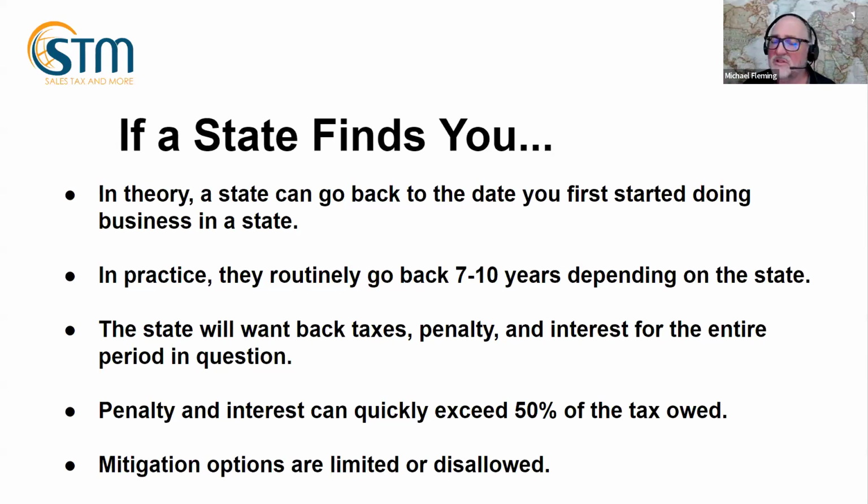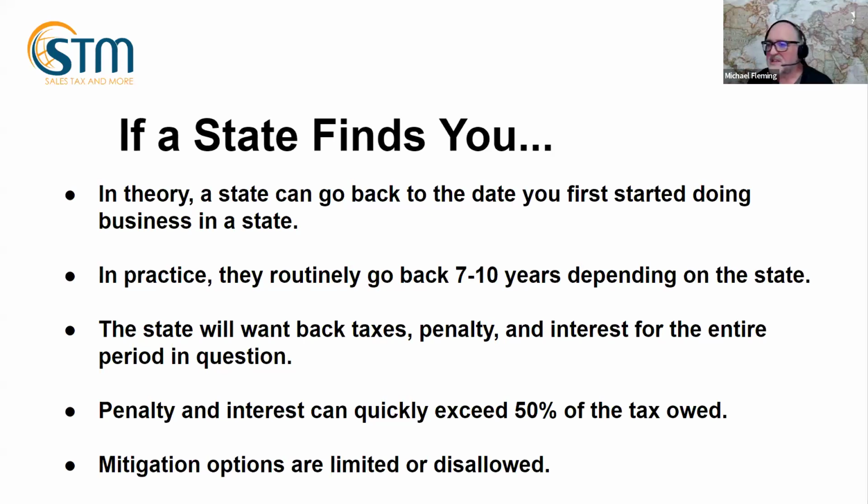I say usually because every once in a while, a state will break the norm. Routinely, they go back 7 to 10 years, depending on the state. It's either 7, 8, or 10 years. I don't know of any states that go back 9 years. But Texas generally goes back 7 years. I was involved in a case at one point where they were trying to go back 12 years. So just because they usually go back 7 years doesn't mean that that's all they can do. In theory, they could go back to the date that the nexus first began.